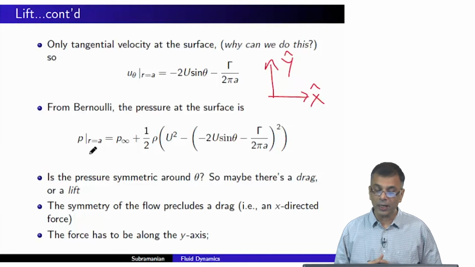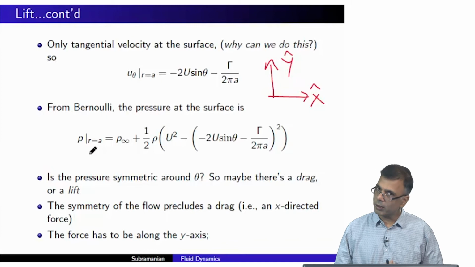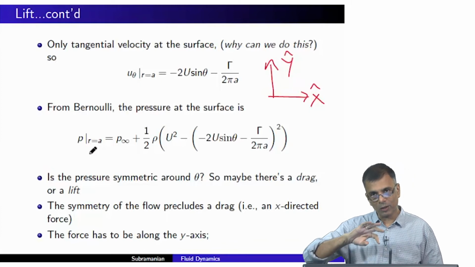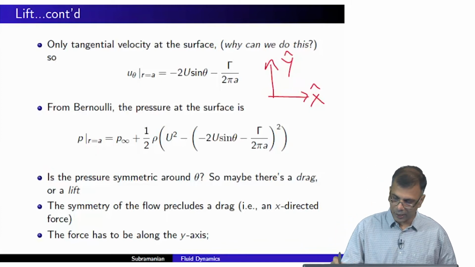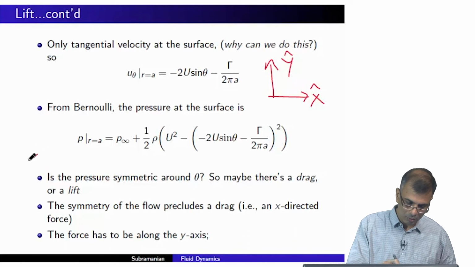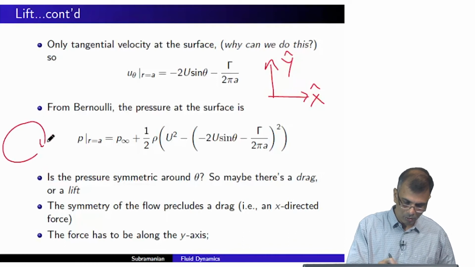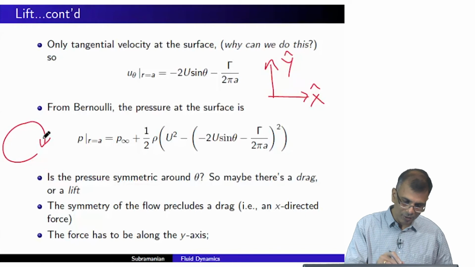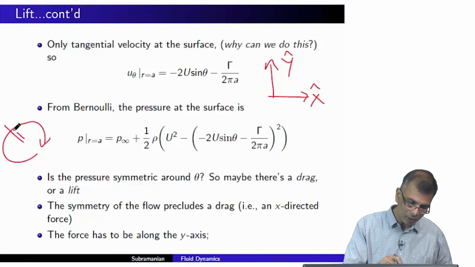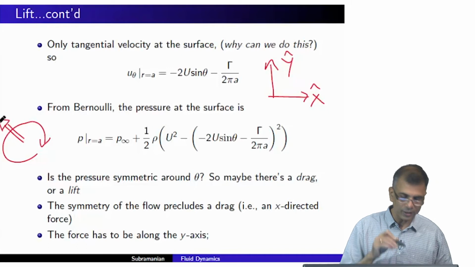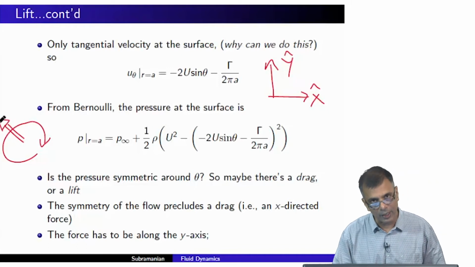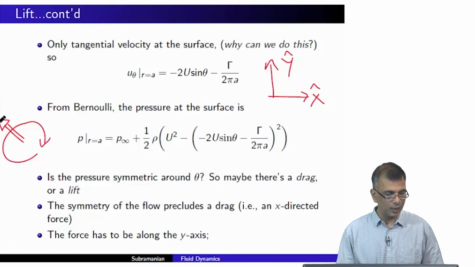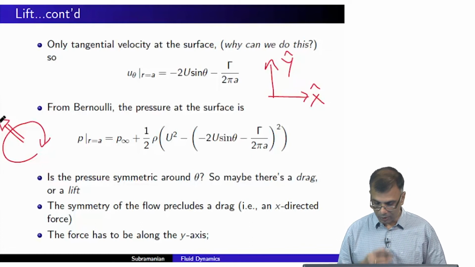Now it turns out that we can actually compute the lift. So what are we really doing? We are saying that here's a ball that's spinning like so, and as a result, it experiences a lift like this. That's what we are really saying, and we are now trying to compute the magnitude of this lift.